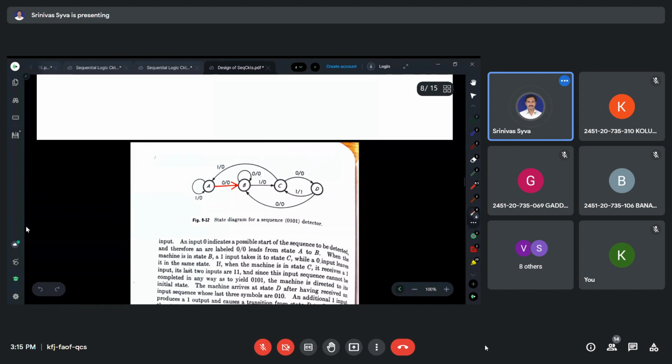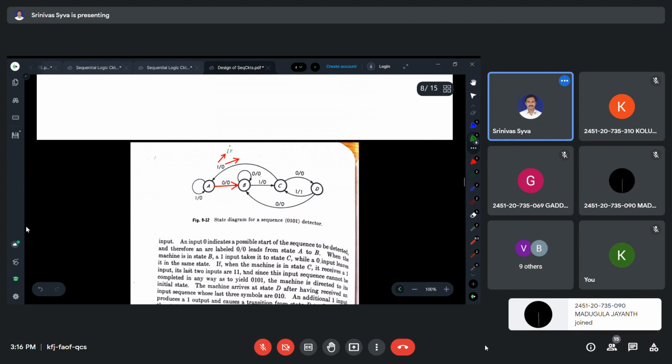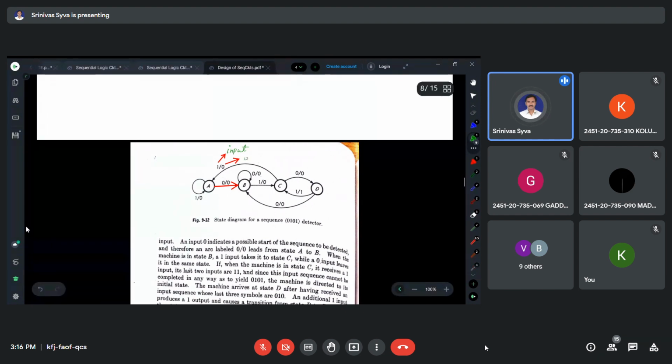So here, in all these representations, two things are there, okay? Before the oblique, after the oblique. Before the oblique, it is the input. This is input. And this one is the output.